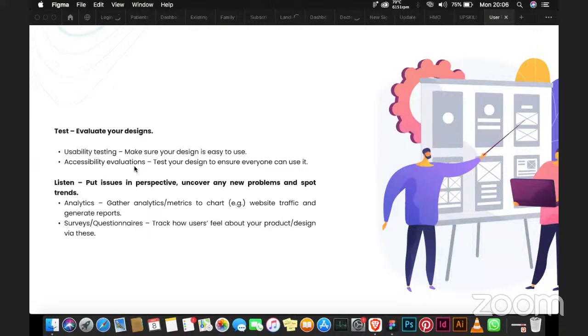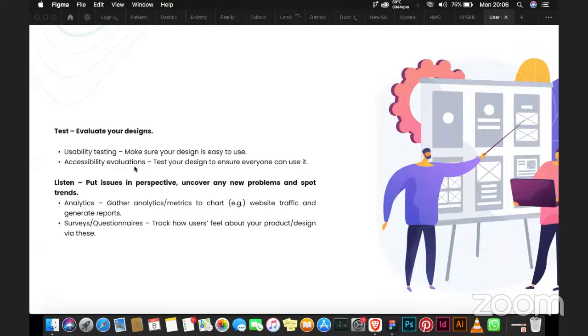Also, the next thing you should do is listen, put issues in perspective, uncover any new problem. The fact that you've designed those things doesn't mean that they are perfect. It could be after designing, one user will notice that this thing is not working for me, this other thing is not working for me. That way you track how your user feels and you carry your user along.